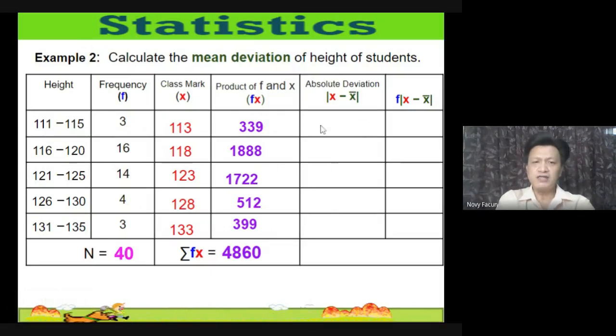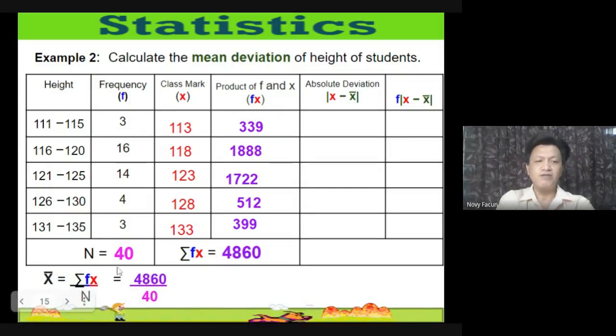Okay, so paano natin malalaman yung absolute deviation? Okay, hanapin muna natin yung mean before we get the absolute deviation. How are we going to find the mean? Okay, so i-divide lang natin yung nakuha natin dito summation sa product of the frequency and the class mark, which is the 4,860 divided by 40 to get the mean. Ang mean natin ngayon ay 121.5.